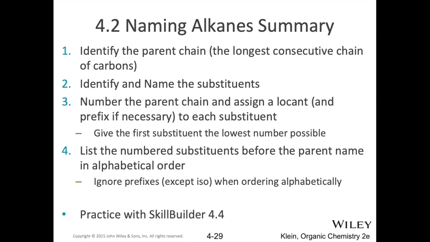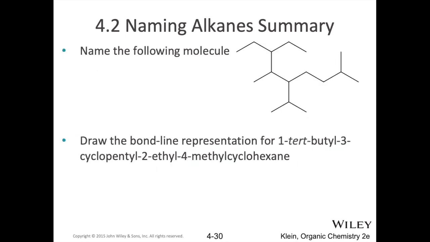So that basically summarizes how you should approach naming alkanes. Identify the longest carbon chain and use that as your root word, having a prefix reflecting the number of carbons and ending with the suffix -ane, and possibly having the prefix cyclo- if it's a cyclic compound. Identify and name substituents. Oftentimes the carbon-based ones have that -yl ending. And when you number your parent chain, assign those locants to the substituents. And then list them in alphabetical order.